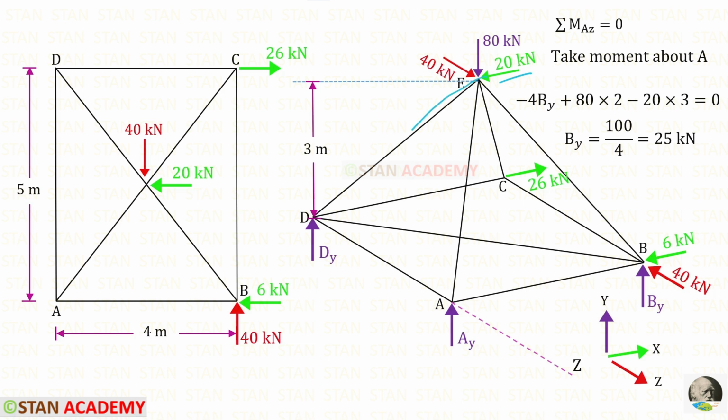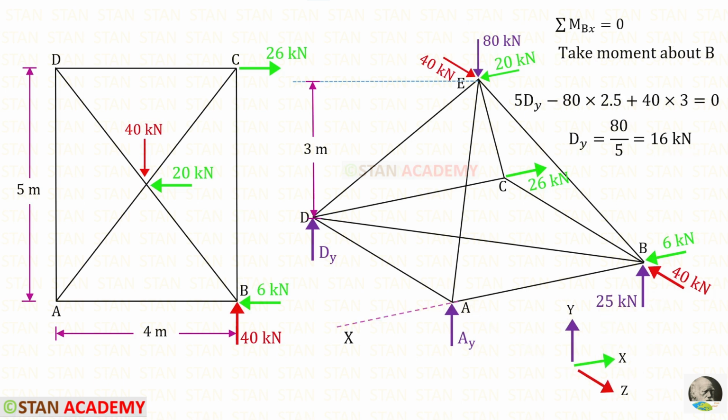This 20 kilonewton is acting in the anti-clockwise direction, so it will be negative. For this load, the perpendicular distance about this line is the height, which is 3 meter. For By, we will get 25 kilonewton. Now let us take a moment about B in the x direction. We have to draw this line along the point B in the x-axis.